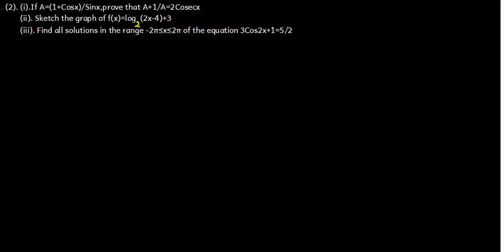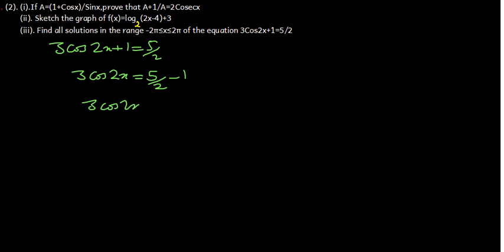Now another question we've been given here: find all solutions in the range negative 2 pi is less than or equal to x, which is less than 2 pi, for the equation 3 cos 2x plus 1 is equal to 5 over 2. Okay, so what we are going to do is take this 1 to the other side. So that is going to give us 3 cos 2x is equal to 5 over 2 minus 1, and 5 over 2 minus 1 is 3 over 2.